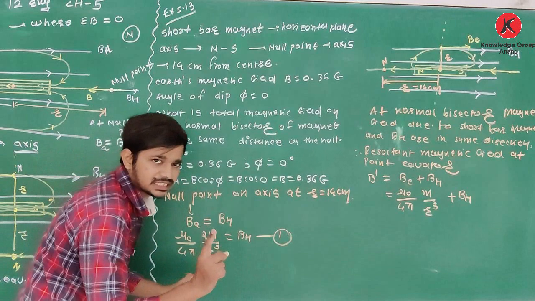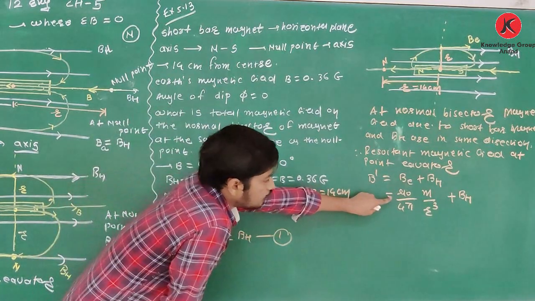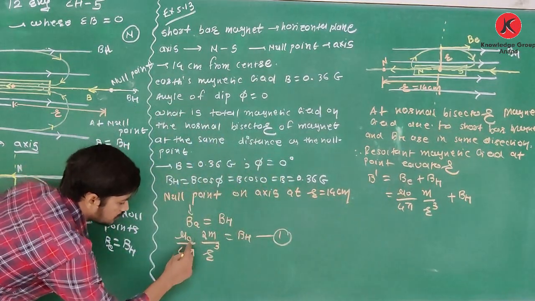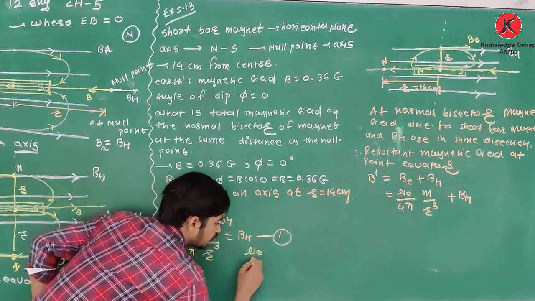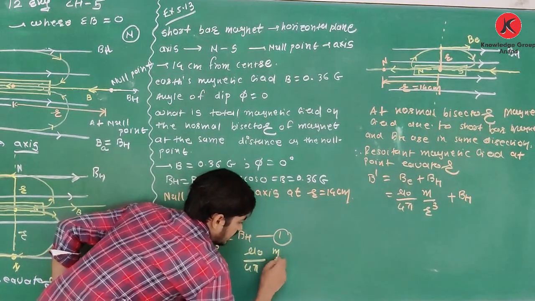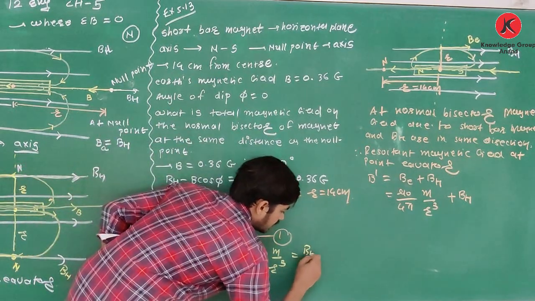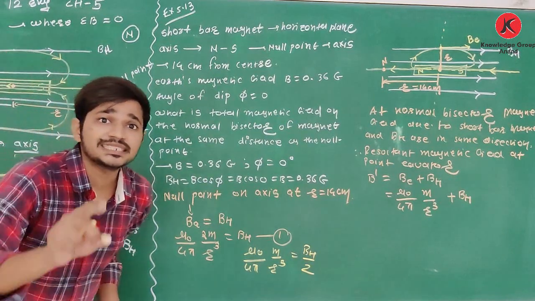So from this equation, see how your calculation becomes easy. Here I want to find the value of mu 0 upon 4 pi m upon r cube. Here, what is mu 0 upon 4 pi 2m upon r cube? It is BH. Make mu 0 upon 4 pi m upon r cube the subject. So 2 goes to this side, it is BH by 2.